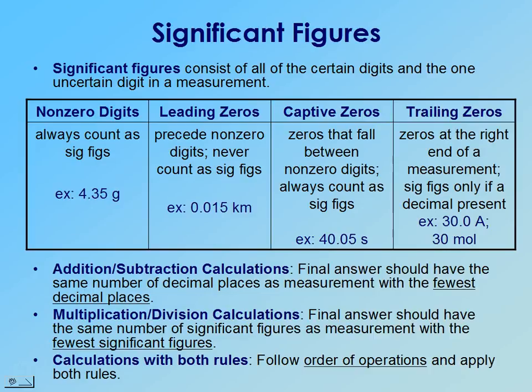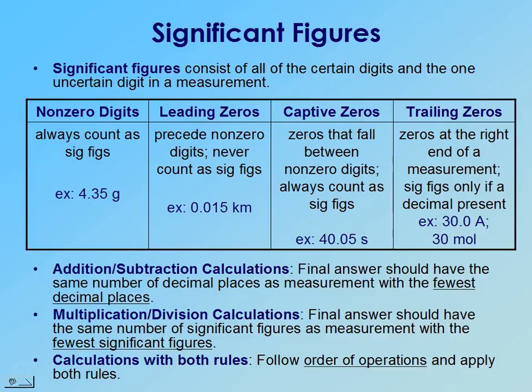Just as a review, sig figs are all of the certain digits that you'll see in a measurement, as well as the one uncertain digit. Any non-zero digit, anything running from 1 through 9, will always count as a significant figure. Leading zeros, the ones that come before your first non-zero digit, will never count. Captive zeros, the ones that fall between non-zero digits, always count. And trailing zeros get to count if there's a decimal somewhere in the number. So for example, 30.0 amperes would have 3 sig figs, while 30 moles would just have 1.